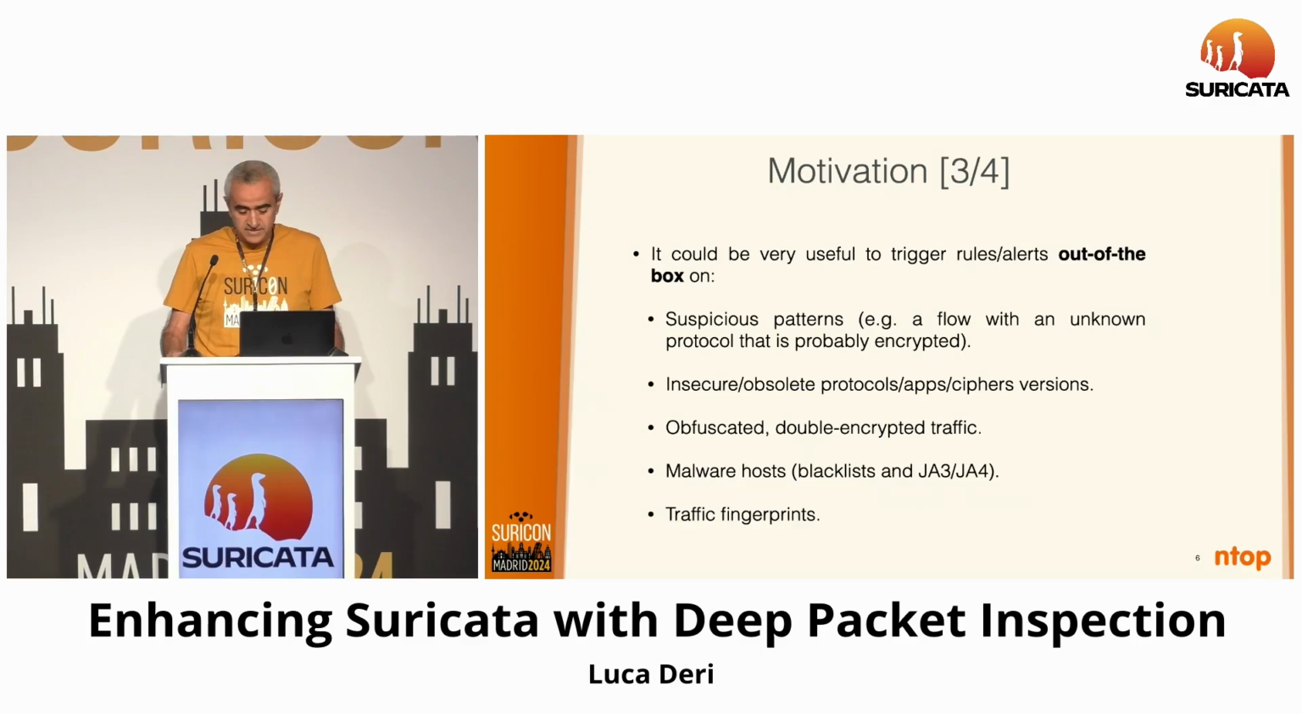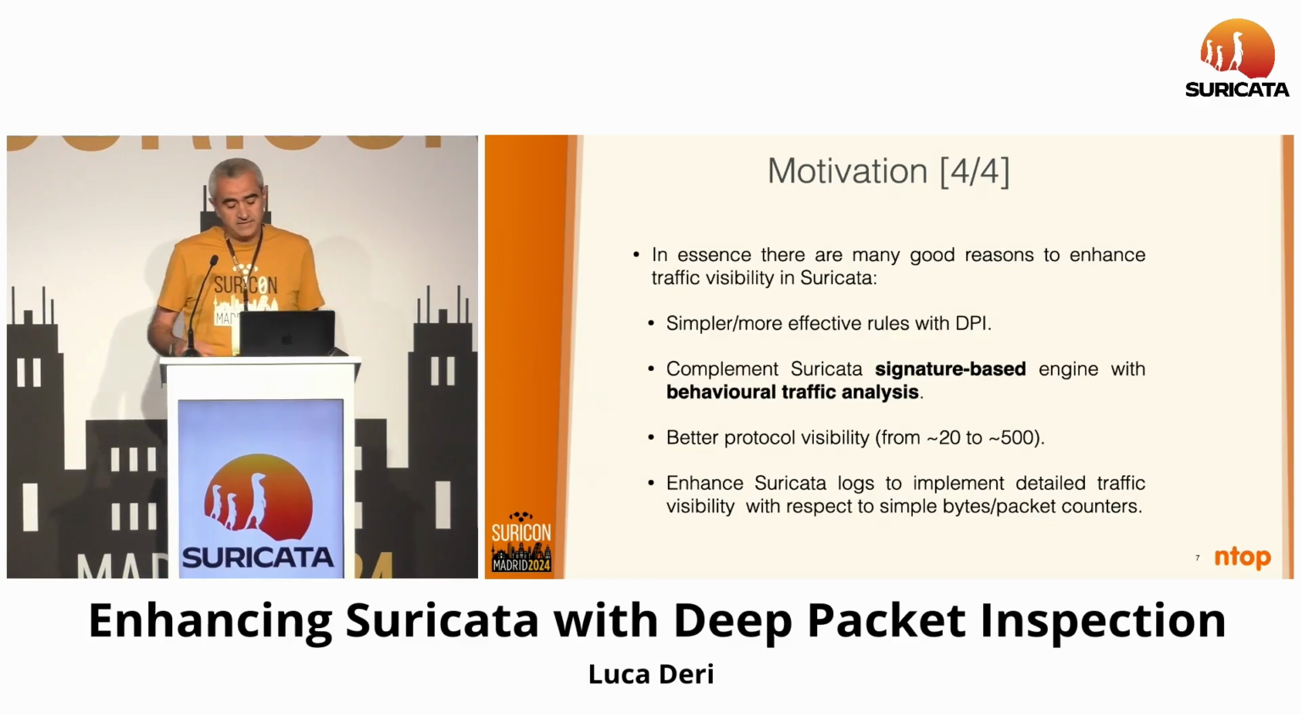To identify malware also, we have seen the story of JA3, JA4, and of course other traffic fingerprints. Suricata supports a few of them, but it does not support all of them. And just to complete, the reason why we are here today is because we would like to complement the existing signature-based engine of Suricata with some behavioral traffic analysis that Suricata does not have. So I think this would be nice. Also to move from about 20 protocols to about 500 protocols, okay? So this is why we are here.